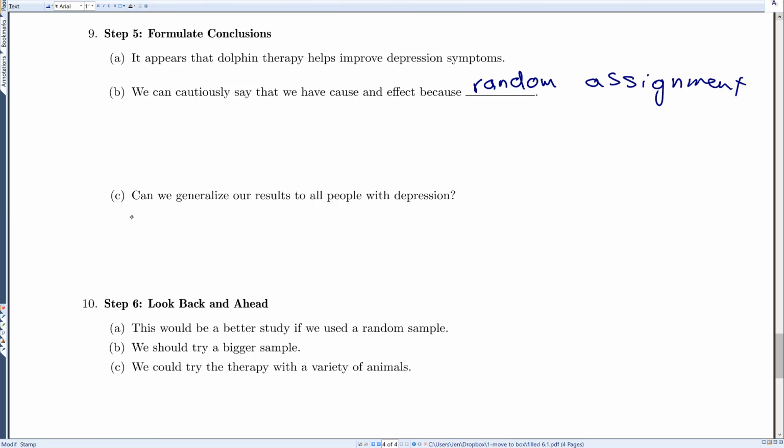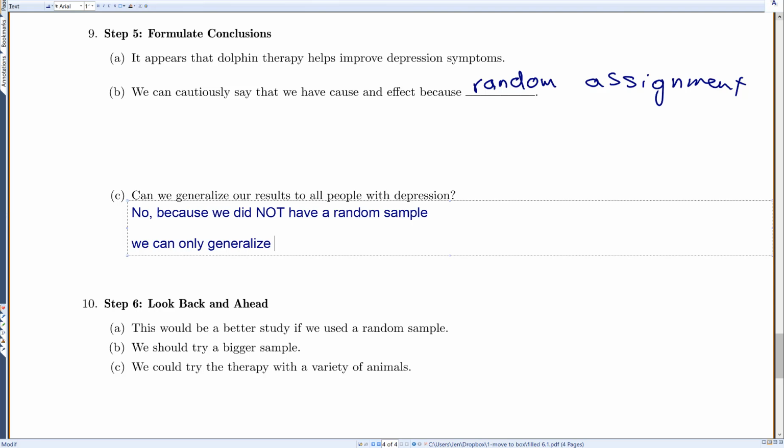But can we generalize our results to all people with depression? The answer here would be no, because we did not have a random sample. So we can only generalize to people that are similar to the people in the study.